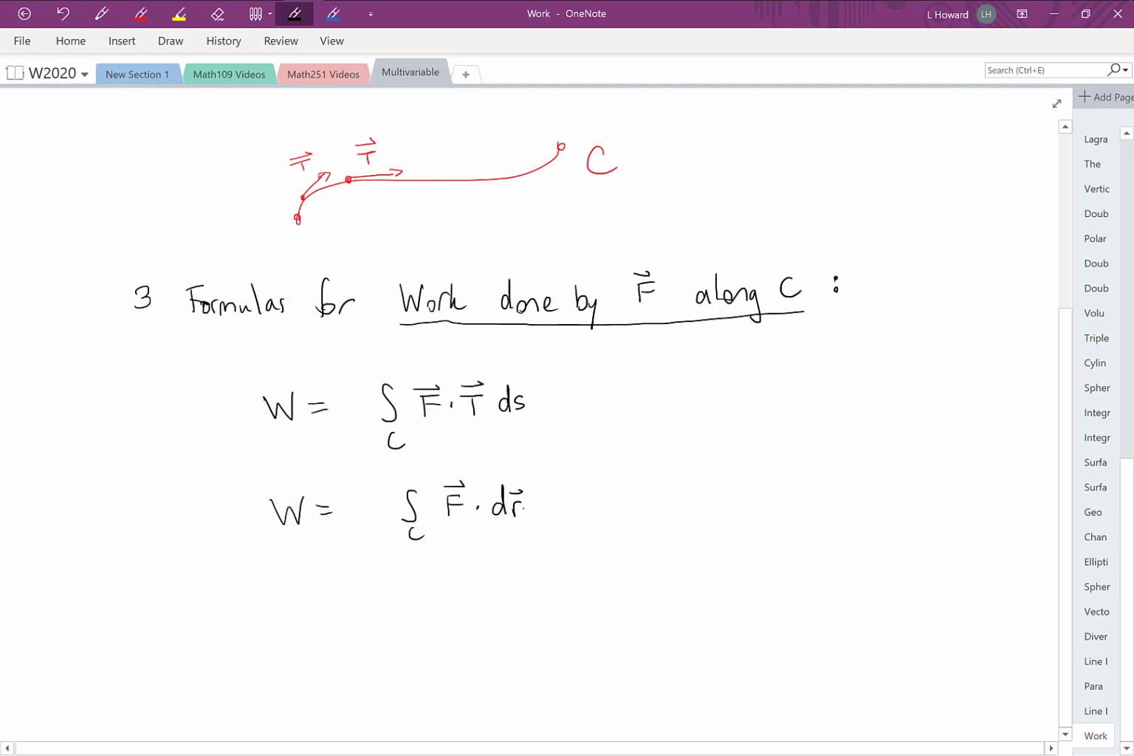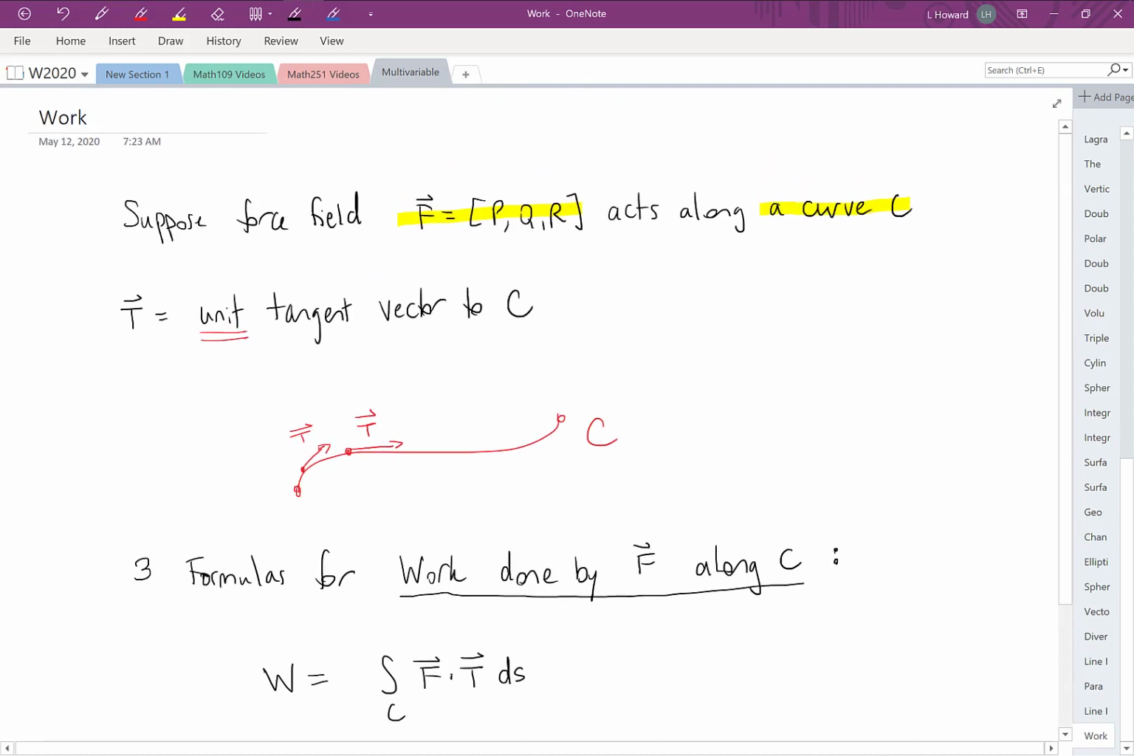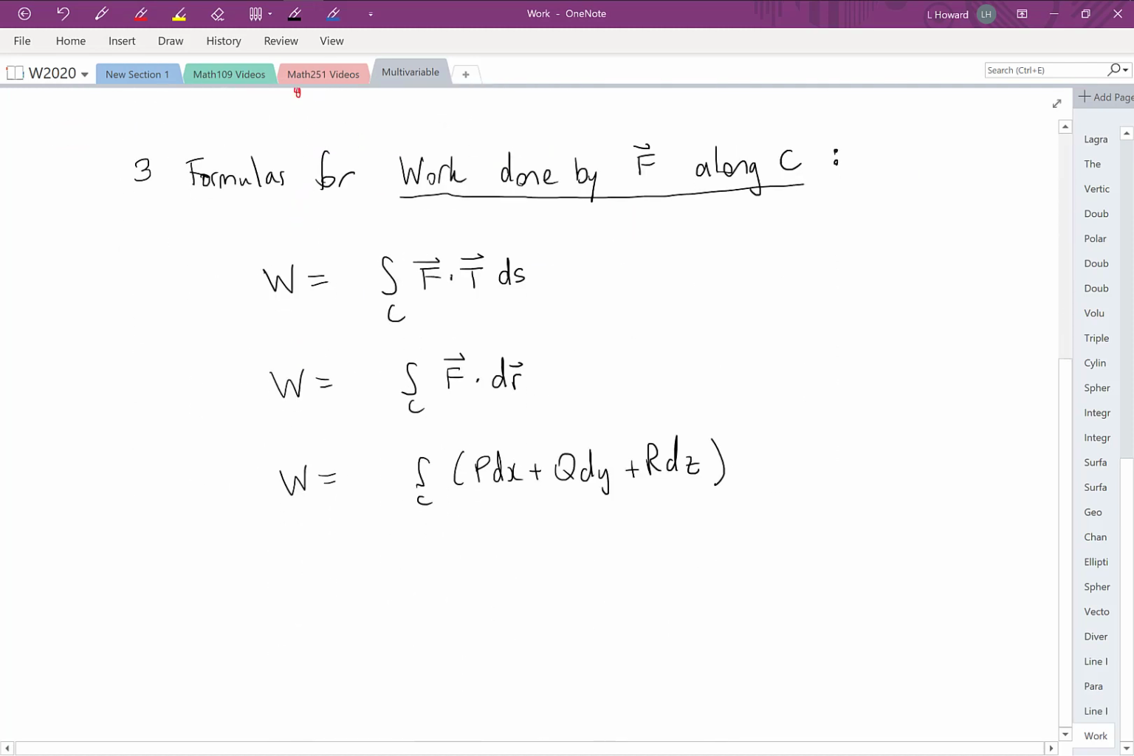So this dr here, that's a vector. We'll talk about that in a moment when we look at the geometry behind these formulas. And then last formula here, work is the line integral along C of P dx plus Q dy plus R dz. And when you see this P, Q, R here, let's go back to our context for a second. P, Q, R were the components of that force field. So this last formula here is the most user-friendly formula. It's the one that we actually use for computation.